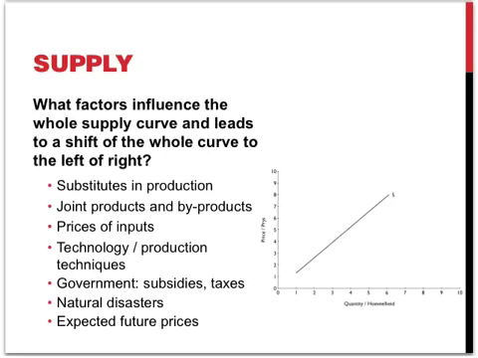First, there's the influence of substitutes in production. This is the case of, say, for example, maize and sunflowers. Farmers need to decide how much maize and how much sunflowers they want to plant, and they only have that much land available to do it.